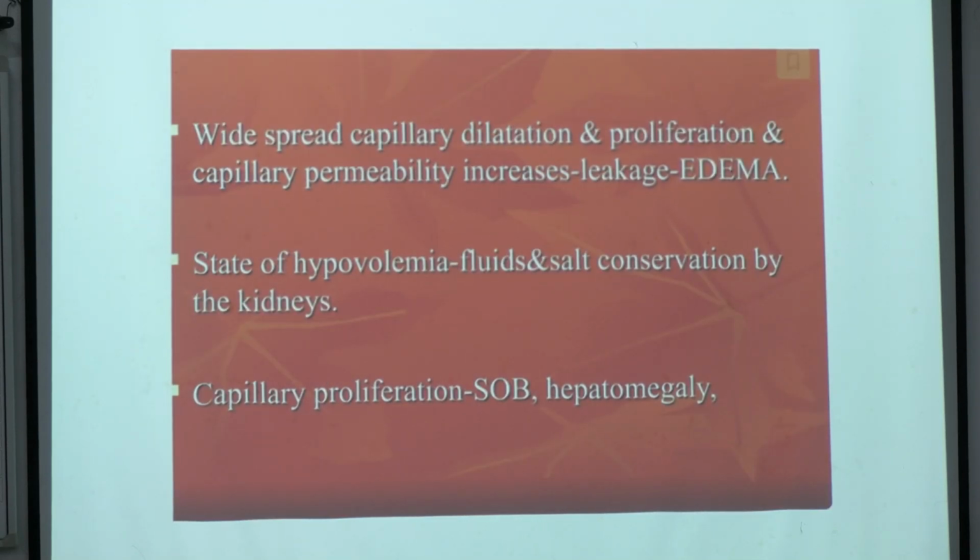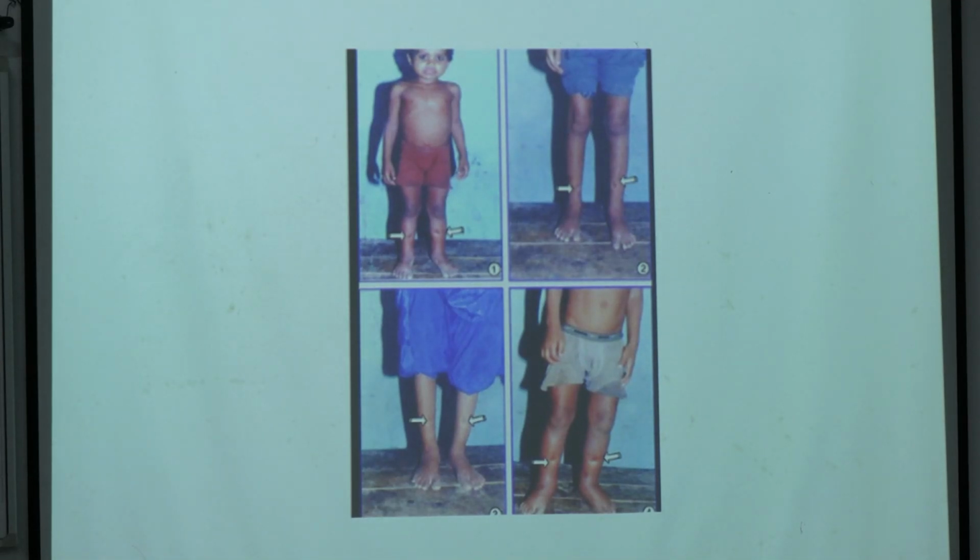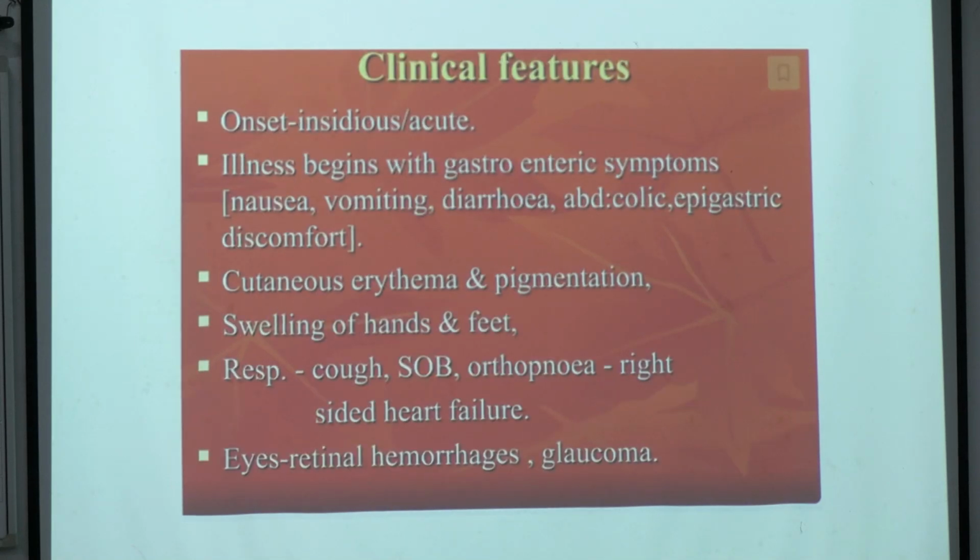The most important thing is there is widespread capillary leak which leads to edema, a state of hypovolemia. Capillary proliferation also leads to shortness of breath and hepatomegaly. So in the picture, edema is there. You can see all the pictures showing the edema. The illness begins with gastroenteric symptoms, nausea, vomiting, diarrhea. Then there's cutaneous erythema and pigmentation, swelling of hands and feet, cough, shortness of breath, orthopnea, right heart failure, and in the eyes, retinal hemorrhage and glaucoma.